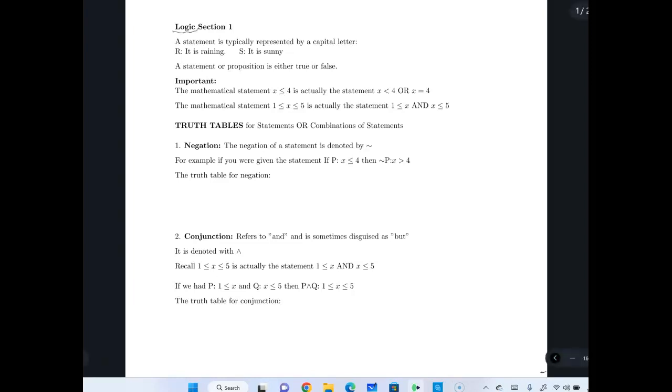All right, logic. Lots of definitions initially. So if we have a statement, we denote it by a capital letter. So R, it is raining. S, it is sunny. And it's either true or false.